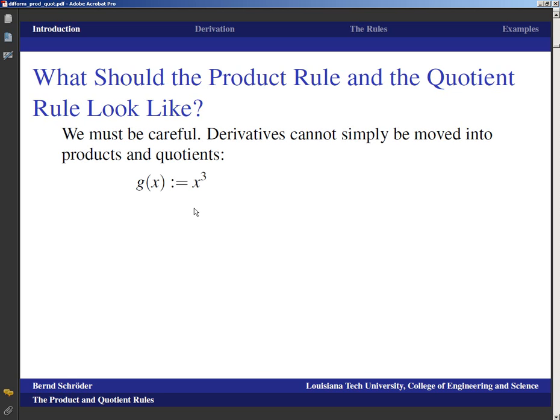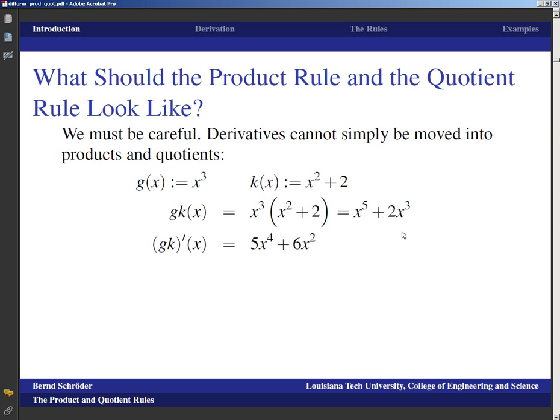If we take, for example, g of x equals x cubed and k of x equals x squared plus 2, well, then the product of g and k is x cubed times x squared plus 2. If you multiply that out, you get x to the 5th plus 2x cubed. And the derivative of that is, of course, 5x to the 4th plus 6x squared. And that's not equal to the product of the derivatives, because the product of the derivatives would be 3x squared times 2x. And, well, that's 6x cubed, and that's certainly not this expression up here.